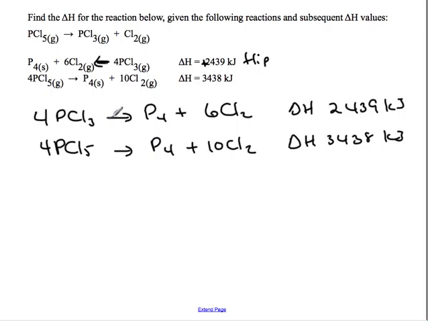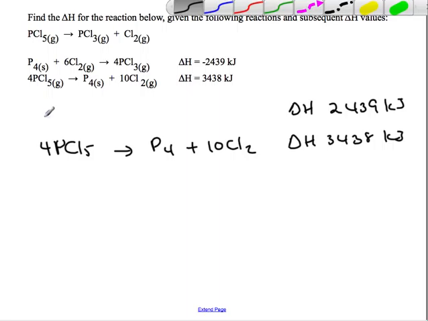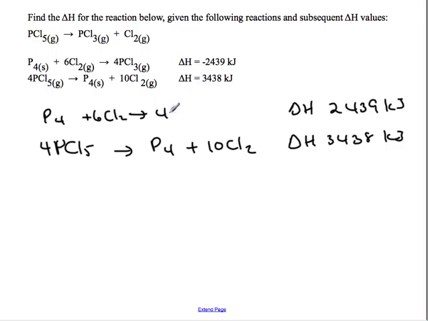Okay, so I made a mistake right here. Notice that the PCl3 should be on the product side, but I flipped it to the reactant side, so that's wrong. So my first equation should stay the same. I'm not going to flip the first one, so I'm going to change that first equation so it shows that. The first equation would be P4 plus 6Cl2 makes 4 PCl3. Now the delta H is going to be negative. In this case, notice that my P4 is going to cancel out there and there.